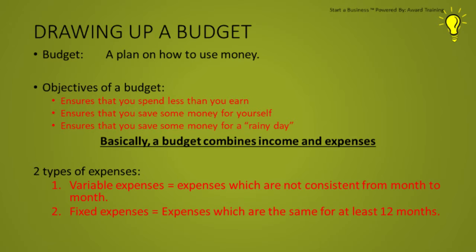So there are 3 objectives of a budget. Let's take a look at them. Ensure that you spend less than you earn. Ensure that you save some money for yourself. A budget also, and lastly, ensures that you save money for a rainy day.